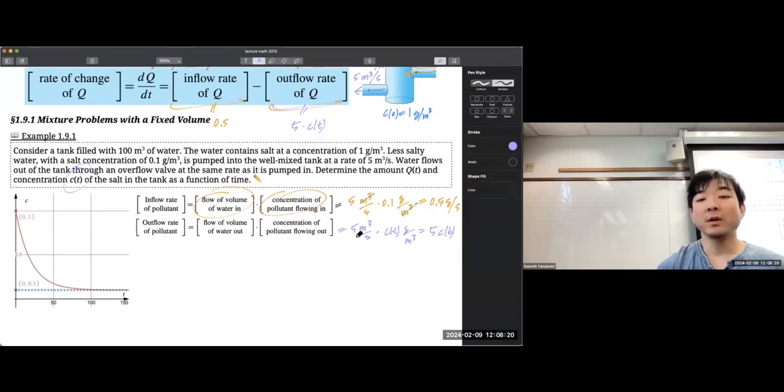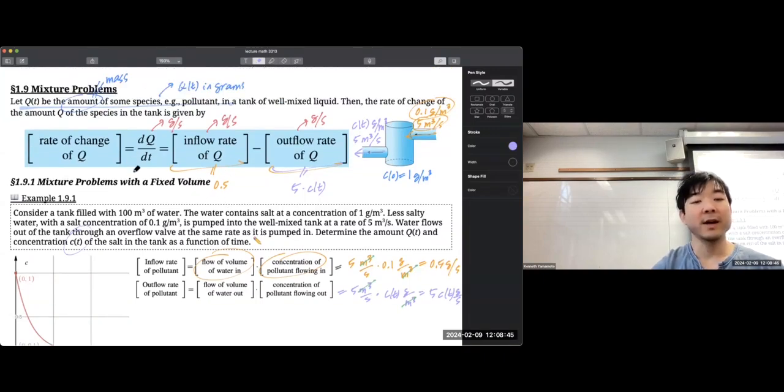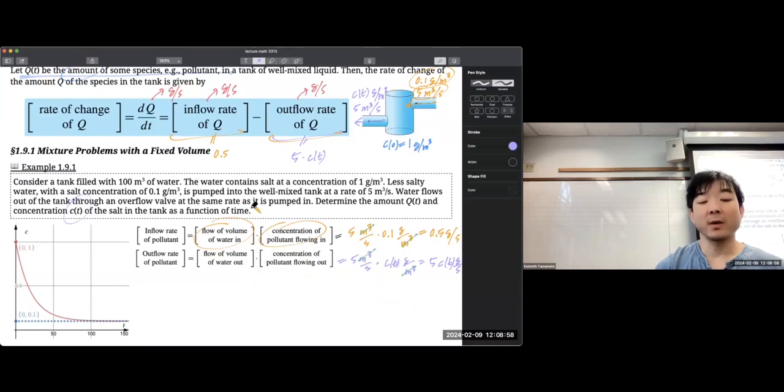So you can write this differential equation. So C of t, some unknown concentration, C of t grams per meter cubed. Again, these units will work out because you can cancel these meters cubed, and you'll get the grams per second. Because you want to use this law of conservation of matter, where the rate of change of Q, which is whatever, salt or pollutant in the tank, is going to equal the rate coming in minus the rate going out. And so let's write that equation.